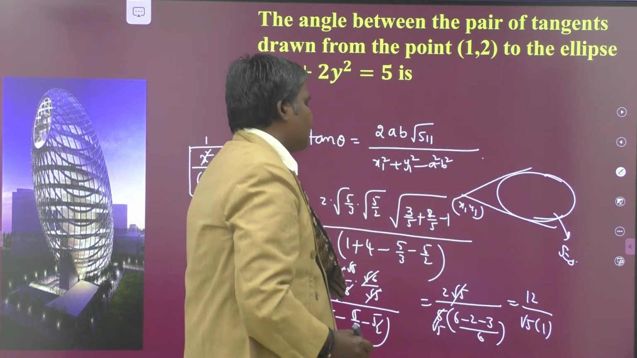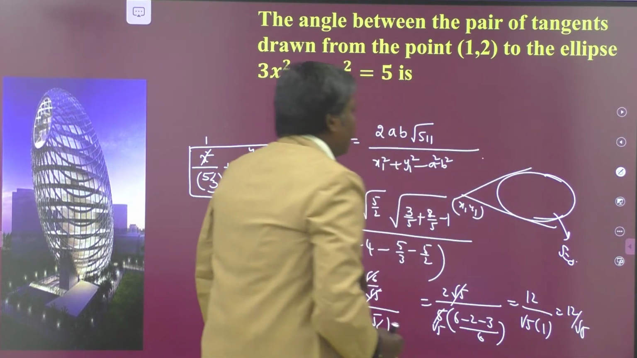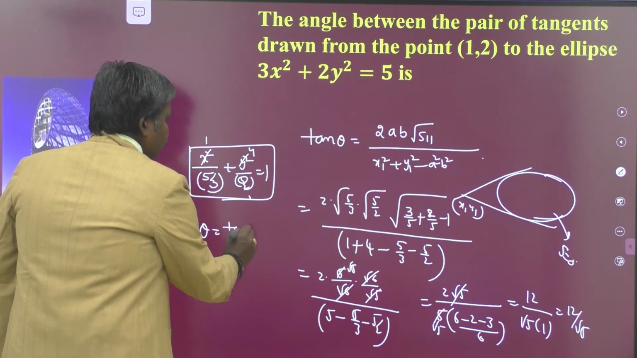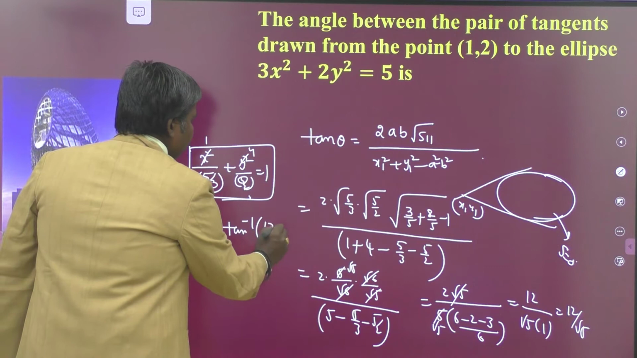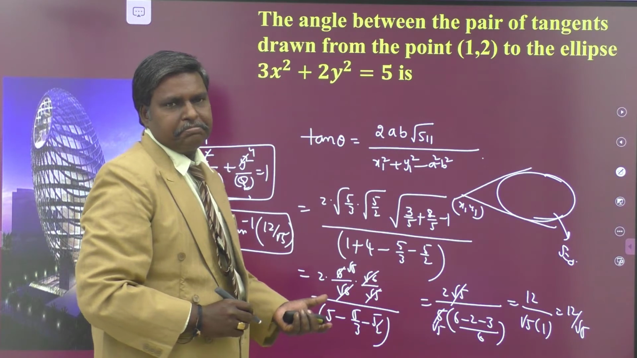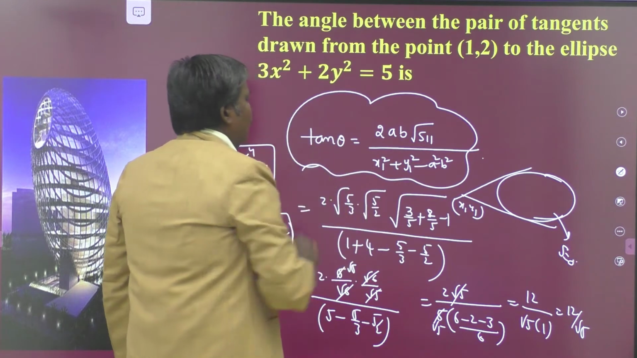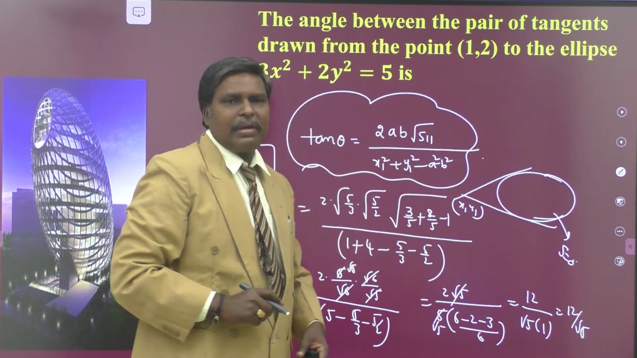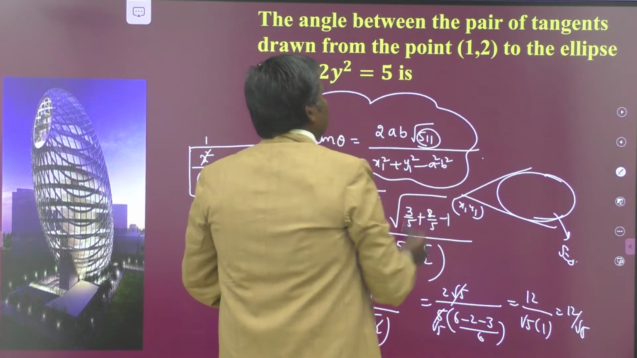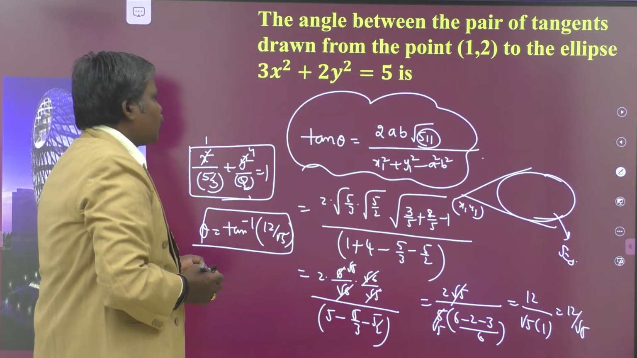Am I correct or not? 6 minus 5, that is 1. So 12 by root 5 is your tan theta. So can you write theta or not? Your theta is equal to tan inverse of 12 by root 5. So without finding the slopes, you can write the angle by the formula 2ab root S11 by x1 square plus y1 square minus a square minus b square. Understand? So your S11, S must and should be made in the standard form. This is the way. Next one.